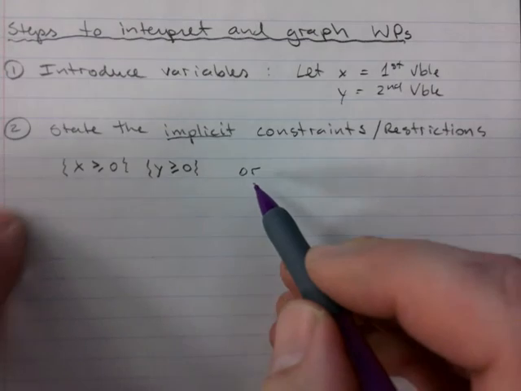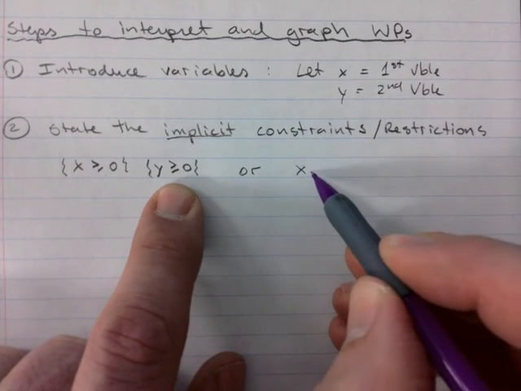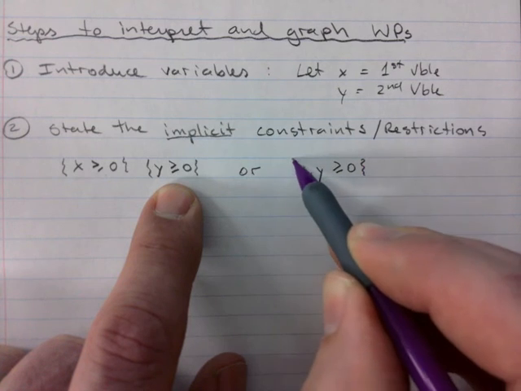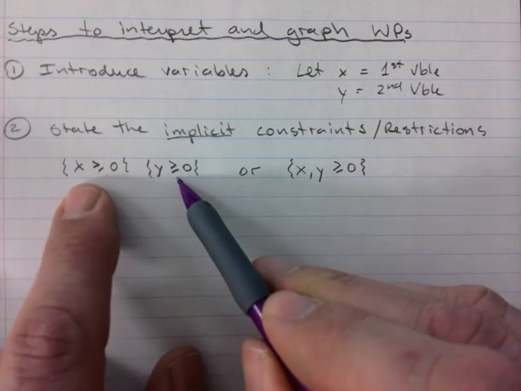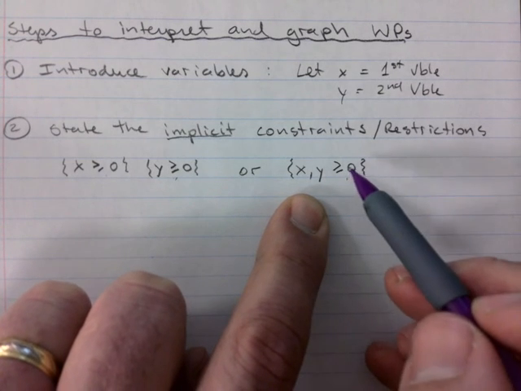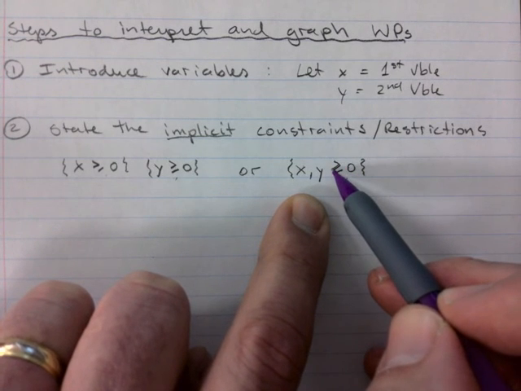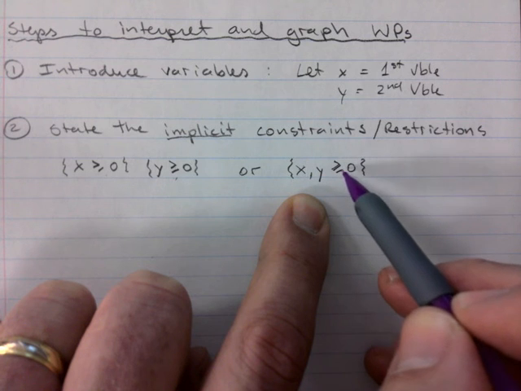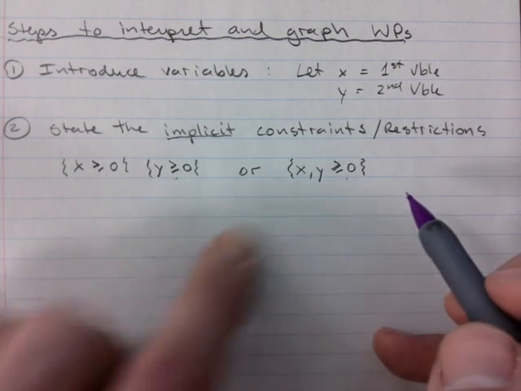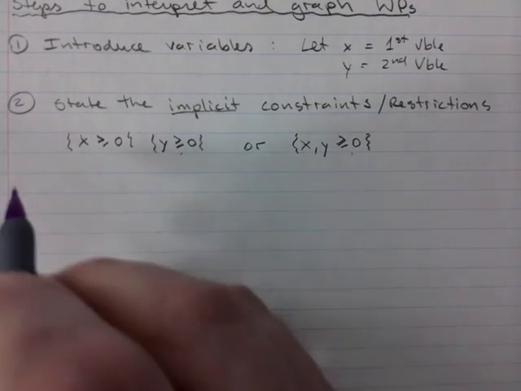Another way to make this faster, you can just say x comma y is greater than or equal to 0. So it's your choice. Do you want to state them both separately, or do you want to have them both together? But make sure you know which way it's pointing. Some students flip this sign, x and y less than or equal to 0. That's wrong. And you don't want to lose marks because of that.